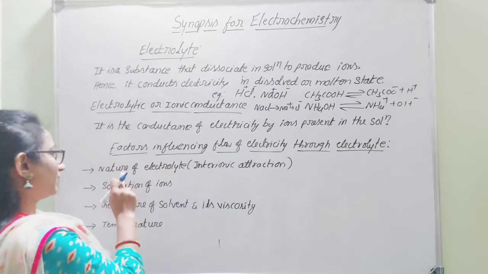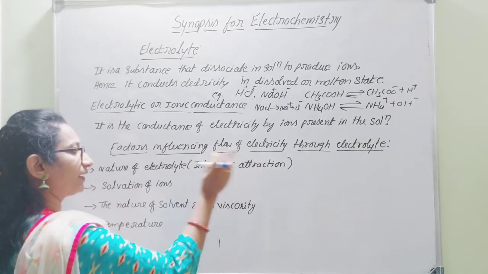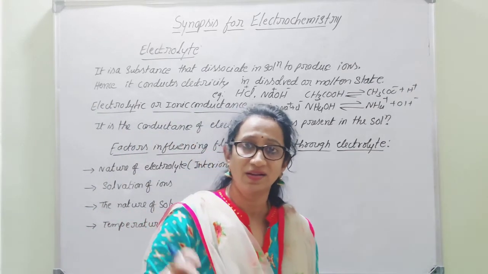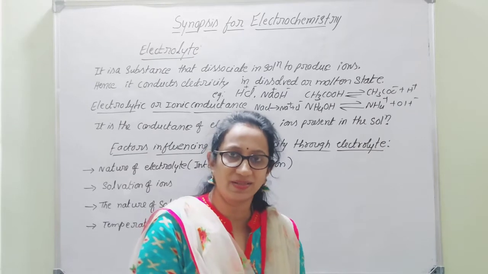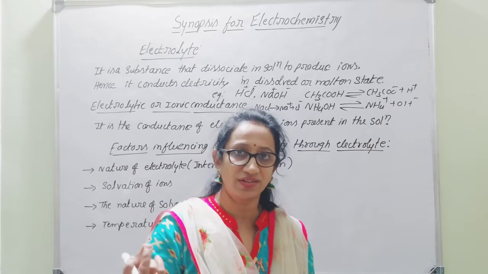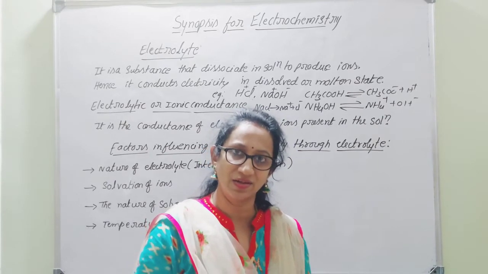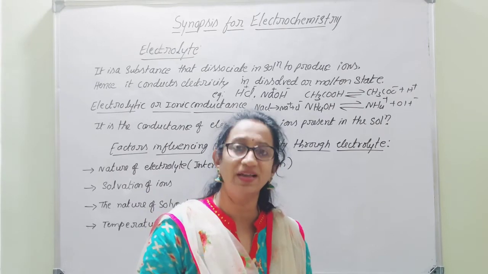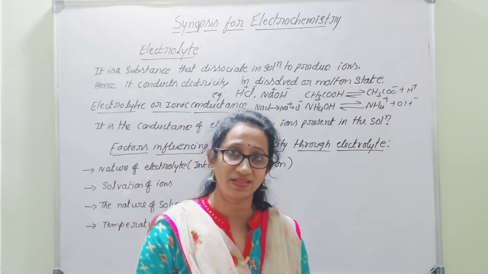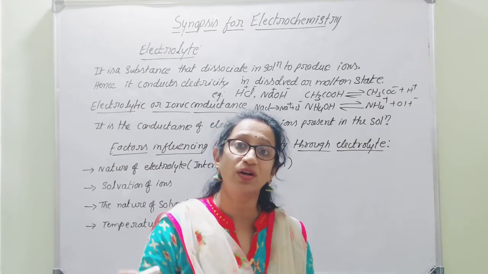Very first, if we consider the nature of electrolyte, as mentioned here, interionic attraction. In an electrolytic solution, the solute gets dissociated in the presence of solvent. If NaCl is taken in water, water acts as the aqueous medium. NaCl dissociates to give Na plus and Cl minus. This electrolytic solution of sodium chloride causes passage of electricity. That flow of electricity is due to the presence of both solute and solvent. Here NaCl is the solute and water is the solvent.